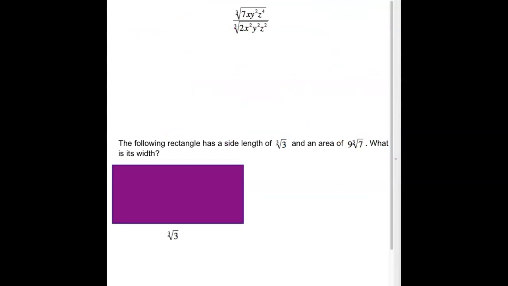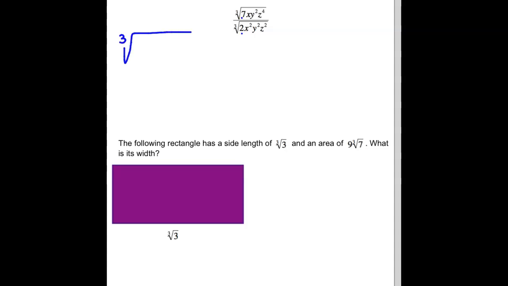All right, our last example of this type, we have cube roots again. My coefficients are 7 and 2. There's no common factors there. But notice that I do have some overlap in terms of variables. So let's clean this up to see what we really have left.